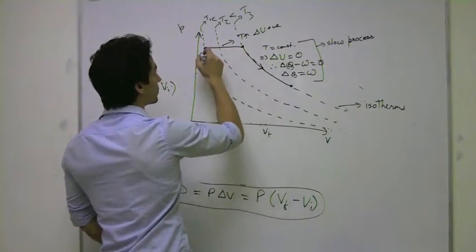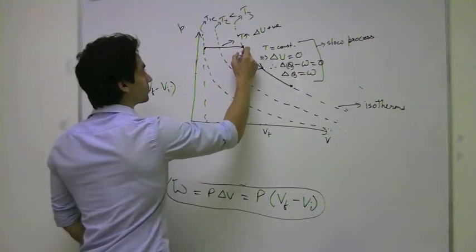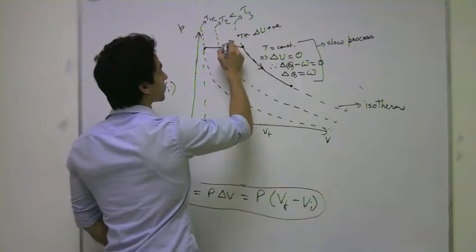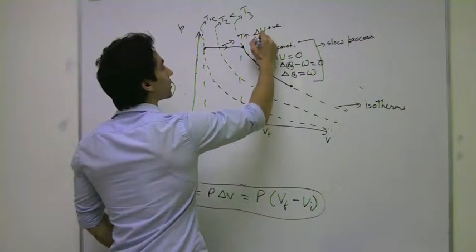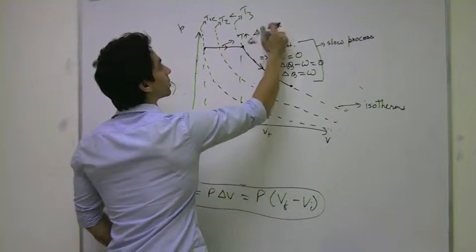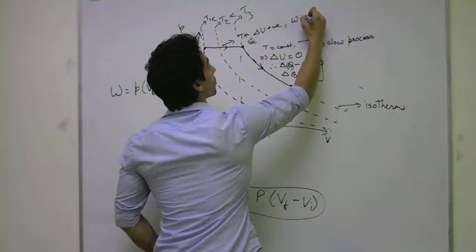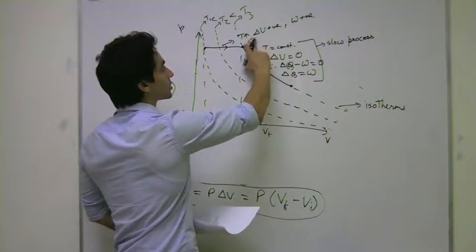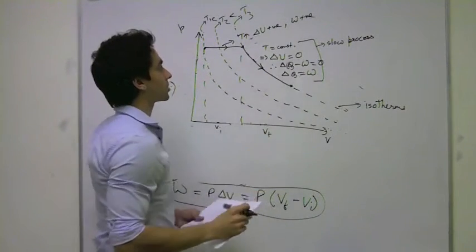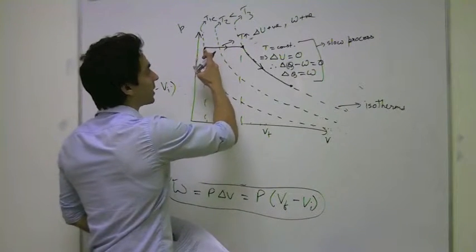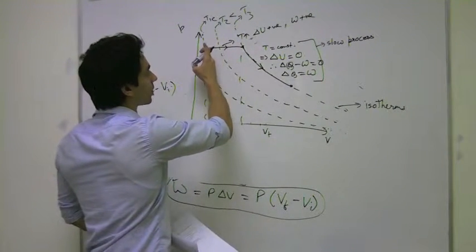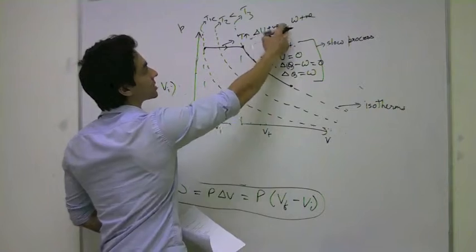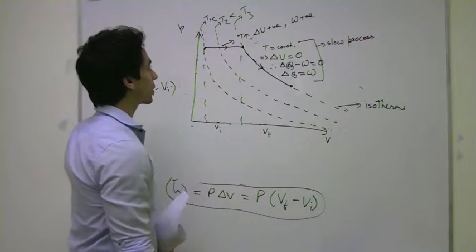And we also had work done by the gas, so we also know that W is positive. So the internal energy is positive and also the work done is positive, and of course heat had to be added in order to increase the internal energy and provide the work done.